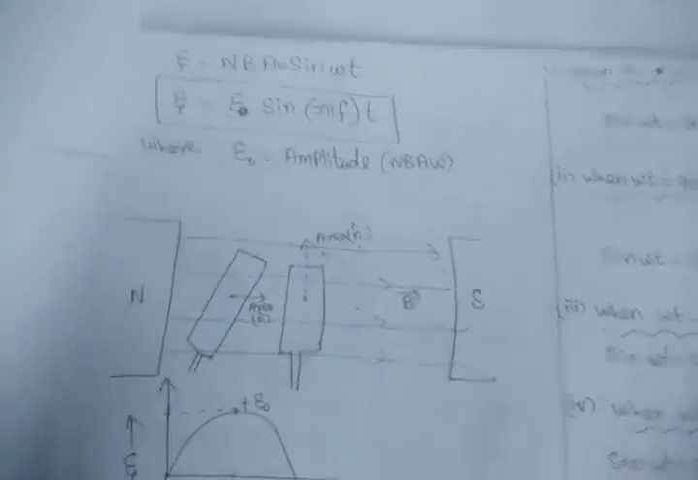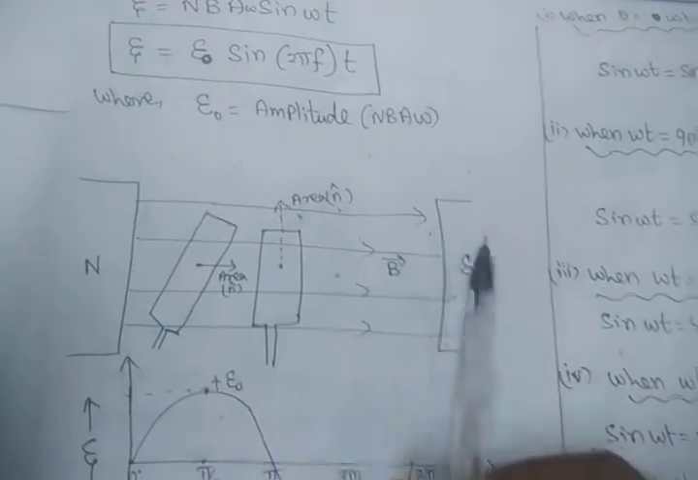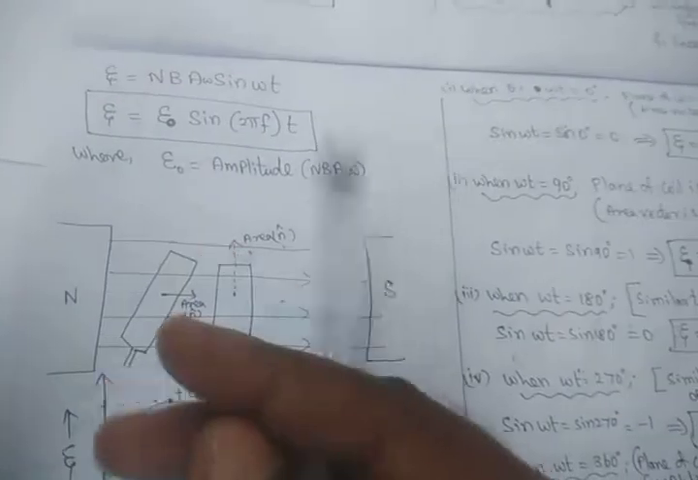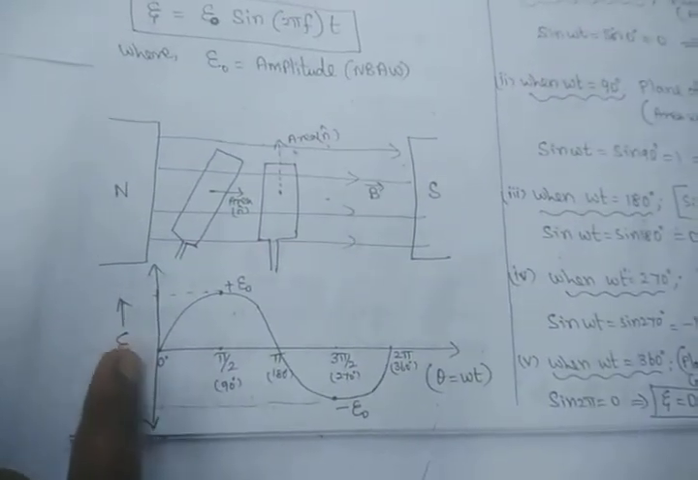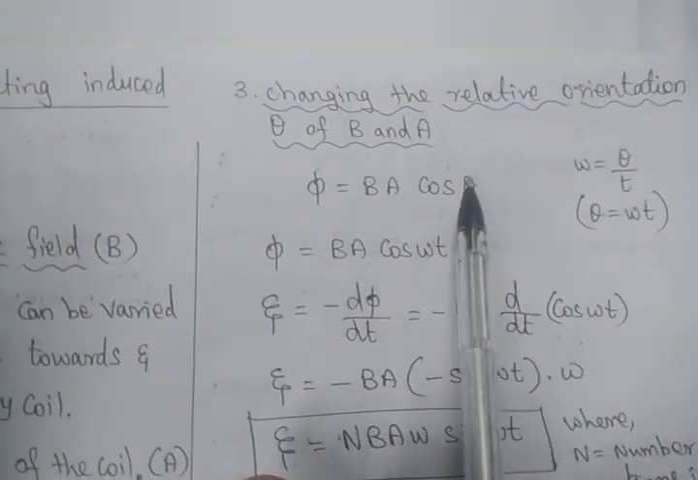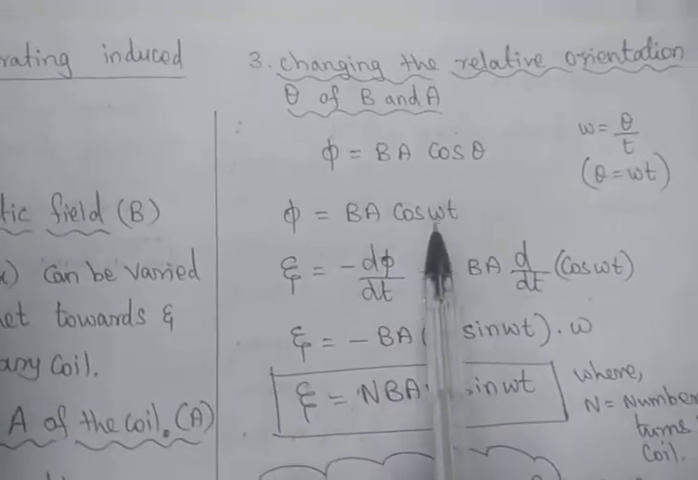Okay, very clear. Let us see this: there are two bar magnets with north pole and south pole, and in between there is a coil. As I already told, the area vector will be perpendicular to the coil. The first case is at sin 0, that means the area vector makes an angle with B. The angle between B and A, in phi equal to BA cos theta, is 0 degrees. That is, theta, which is omega t, is equal to 0 degrees.